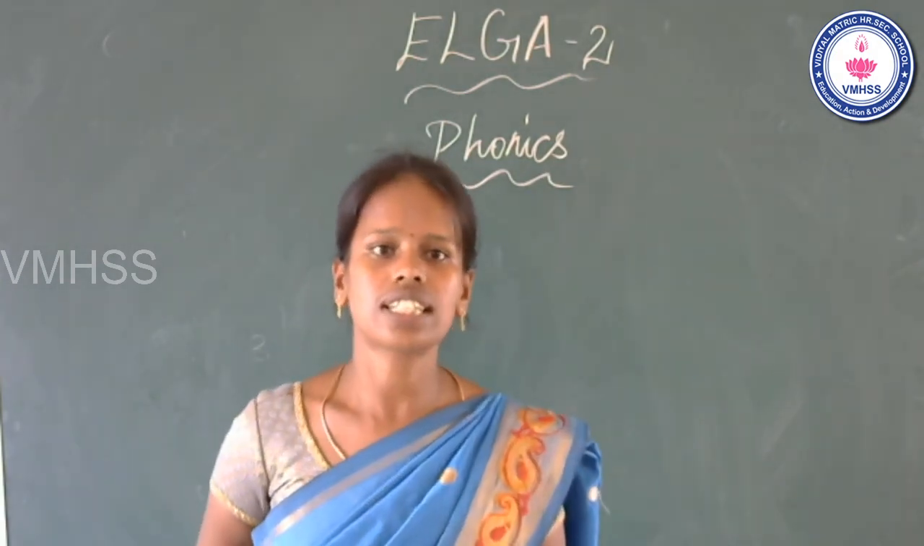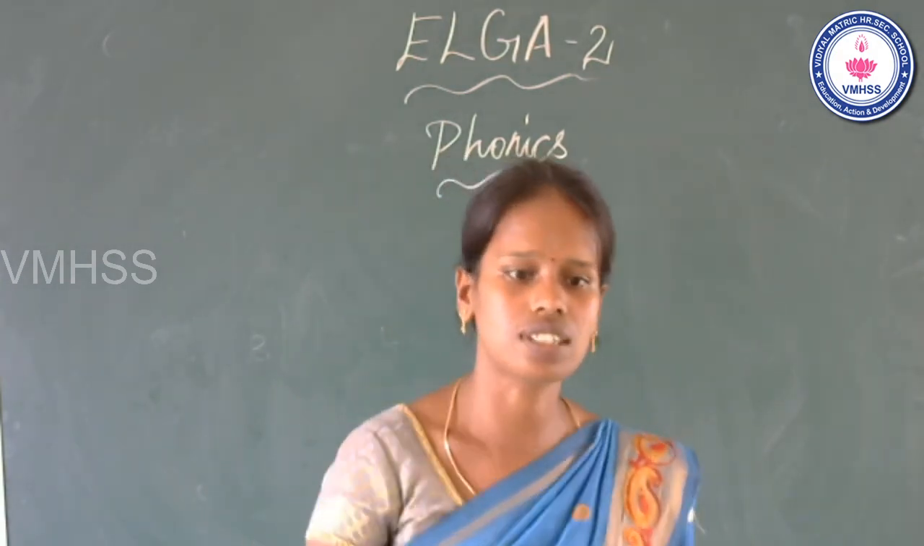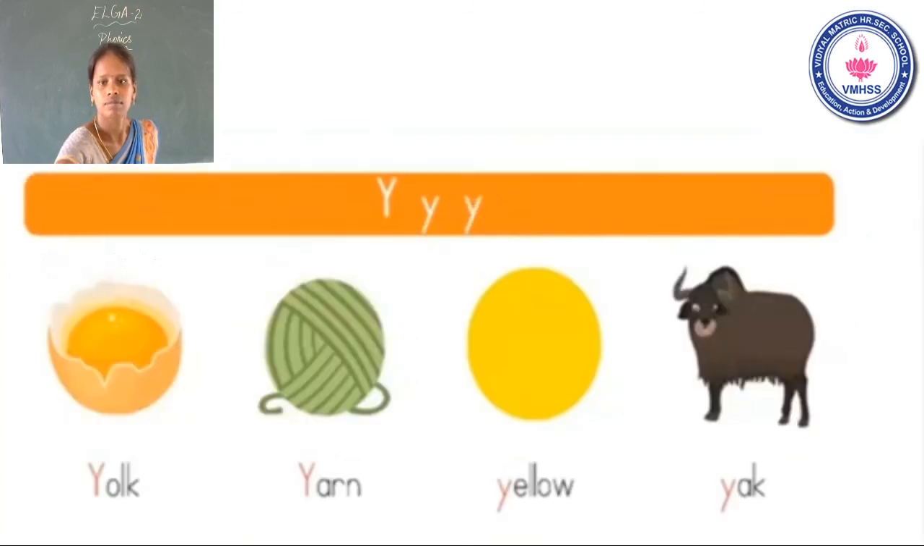Okay, now see the slide and see some words. Y, yolk. Y, yolk. Do you know yolk? This is the yellow part of the egg. Y, yolk. Okay. Next one. Y, yarn. Y, yarn. Last third one. This is yellow color. Y, yellow. Y, yellow. Last one. Yak. Do you know yak?